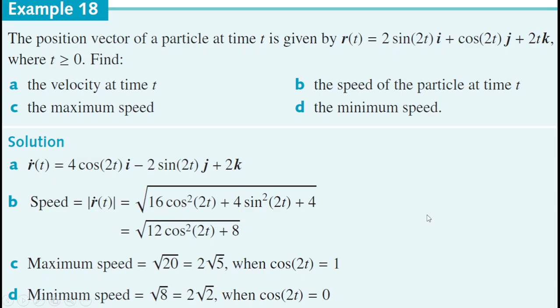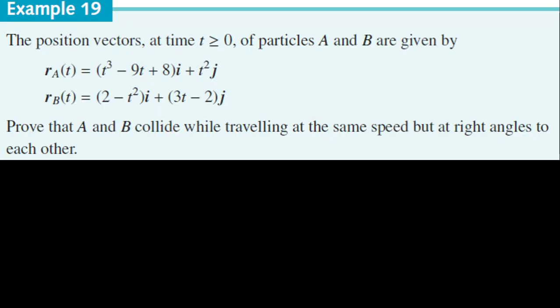Alright, last example. So have a look at this situation. I think we covered a similar example in a previous session. So you have two particles, they have respectively two vector functions. You need to prove that those two particles collide while traveling at the same speed, but at right angles of each other.